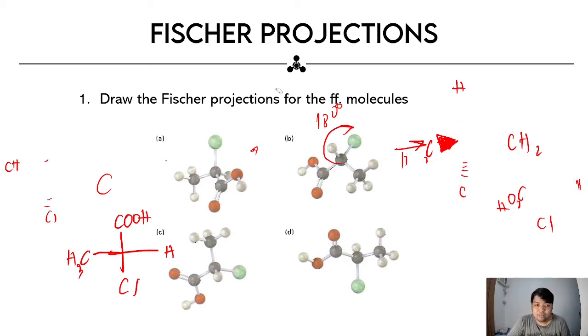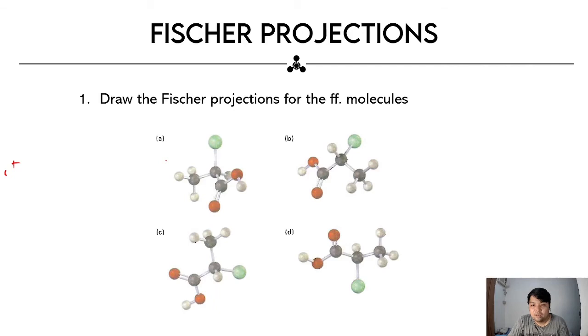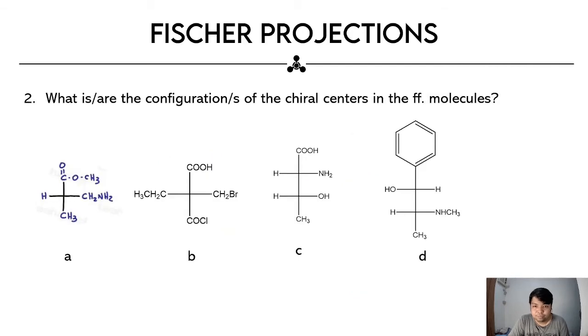So that's it. So let's put our skills to the test, and let's try figuring out the RS configuration just using the chirality centers from the Fischer projections. So what is the configuration of the chiral centers in the following molecules?